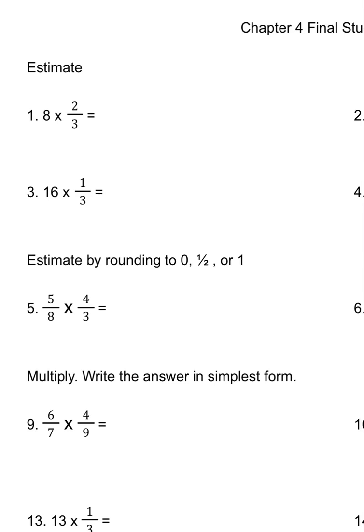Alright, so when we estimate, we are not going to solve the problem all the way through. We're going to take our best educational guess at what we think the answer is. So for number 1, you're going to want to ask yourself, what is 2/3 of 8? Well, I think 1/3 would be around 3, so then 2/3 would give us 6.